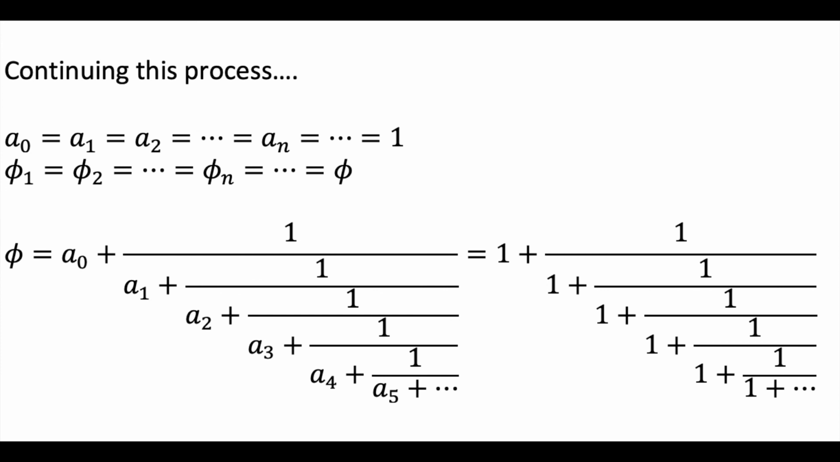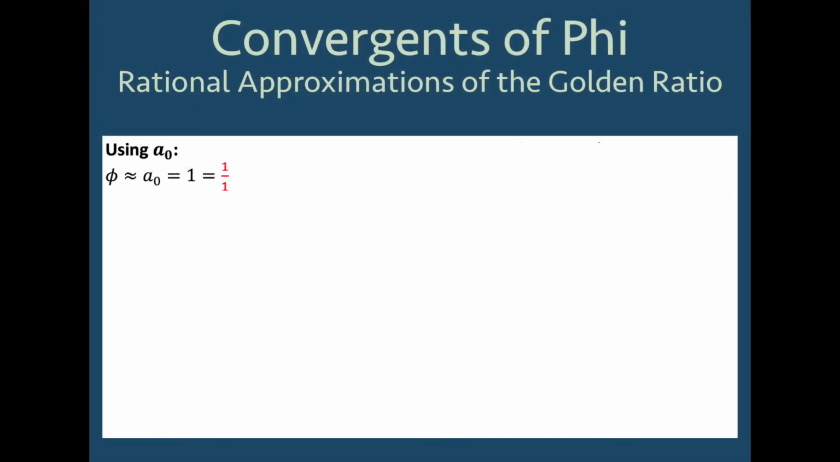So far there's nothing interesting to this pattern, but from this continued fraction we can calculate what are called convergents, which are obtained by only using a limited number of terms in the continued fraction. If we just use a naught, then phi is equal to a naught, equal to 1, which we're going to write as 1 divided by 1. If we use a naught and a1, then phi is equal to a naught plus 1 divided by a1, which is equal to 1 plus 1 divided by 1, which is 2, and we will just write that as 2 divided by 1.